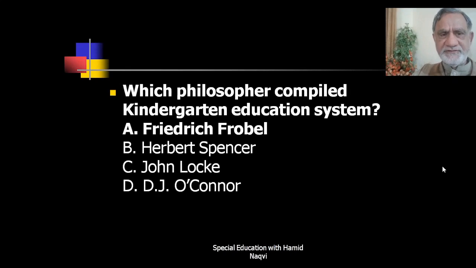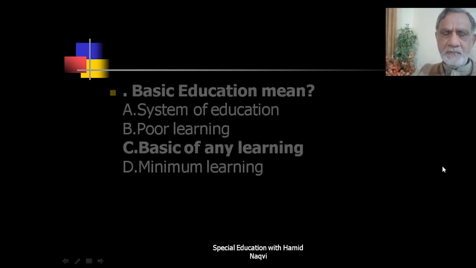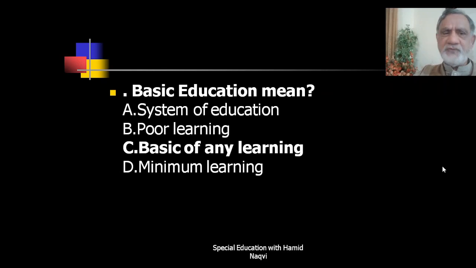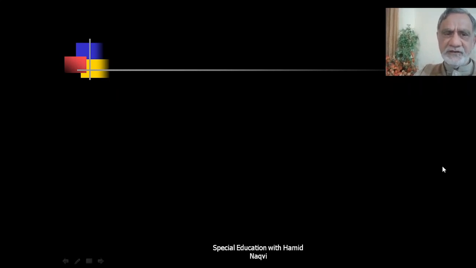First question is, which philosopher compiled kindergarten education system? Friedrich Froebel, Herbert Spencer, John Locke, or D.J. O'Connor? The correct answer is first one, that is Friedrich Froebel. Next question. Basic education means system of education, poor learning, basic of any learning, or minimum learning. Answer is C, that is basic of any learning.